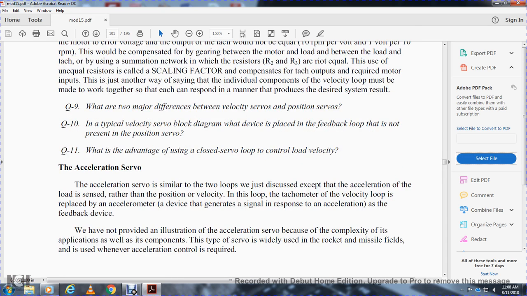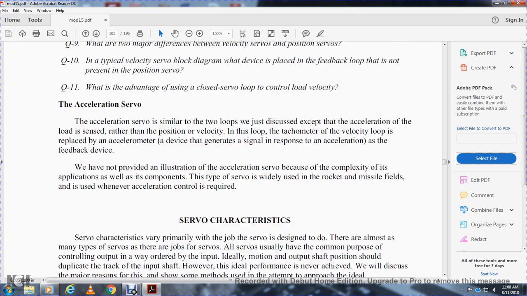The acceleration servo is similar to the two loops just discussed, except that it is acceleration of the load that is sensed rather than position or velocity. The tachometer is replaced with an accelerometer, a device that generates a signal in response to acceleration. We do not provide an illustration of an acceleration servo because of the complexity of the components. This type of servo is widely used in rocket and missile fields, whenever acceleration control is required.